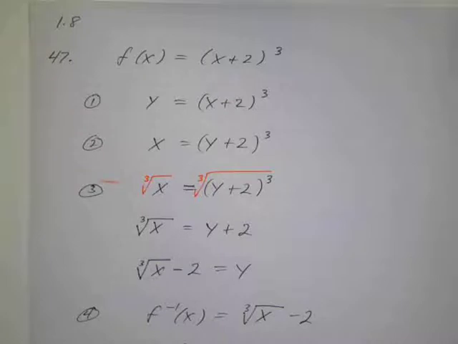Okay, this is number 47, section 1.8, and what we want to do is find the equation for f inverse of x, given that f of x in this case, on number 47, is (x + 2) cubed. We want to find the inverse. Then we want to graph both f and f inverse on the same rectangular coordinate axes, and then use interval notation to give the domain and the range of both f and f inverse.